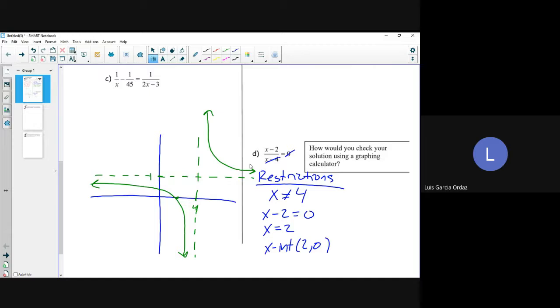Okay, so is everyone good with the equations? Easy: cross multiply, factor, and then solve for your x's.